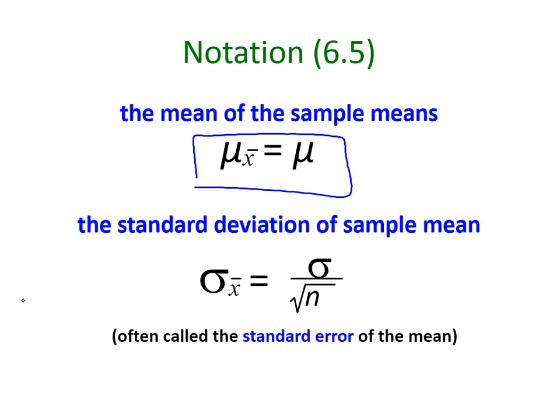The standard deviation of the sample means, so if you found each of those sample means and found the standard deviation of those sample means, the standard deviation of the sample means is the population standard deviation divided by the square root of n. This conversion is going to be one of those that we're going to need to be able to use. This is often called the standard error of the mean.